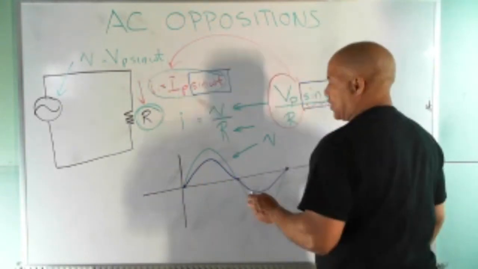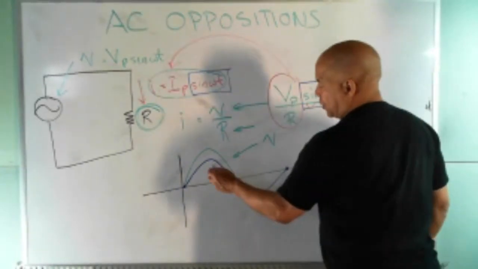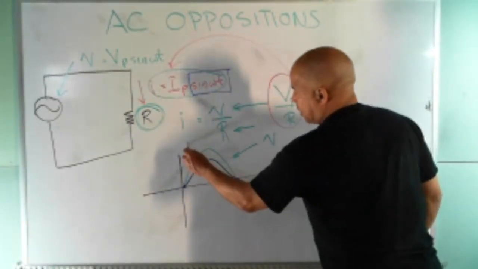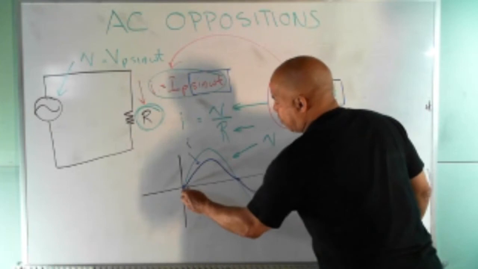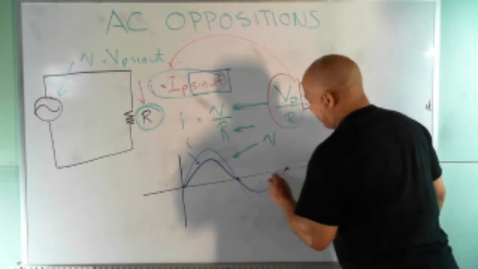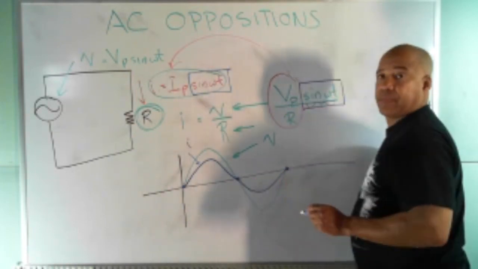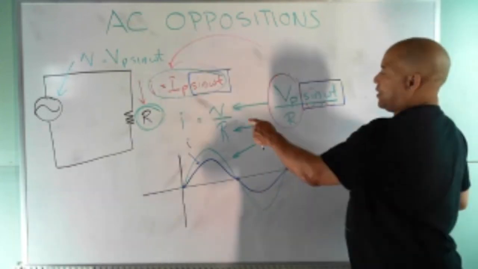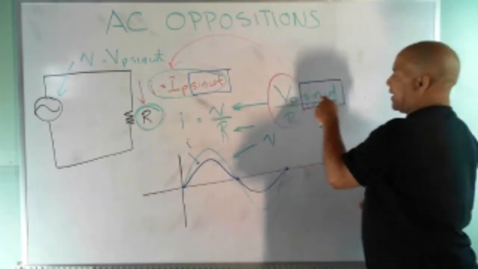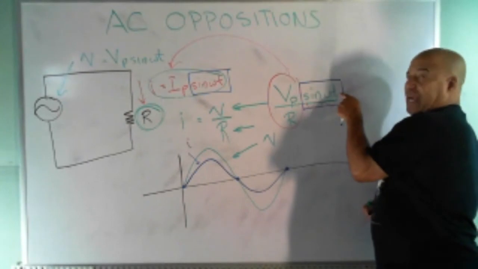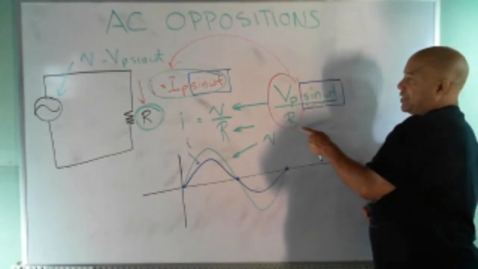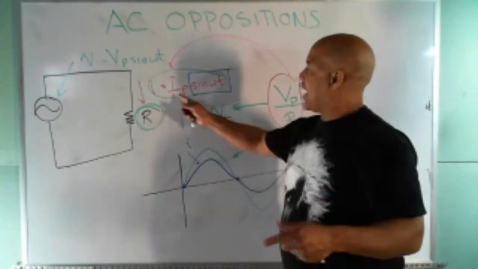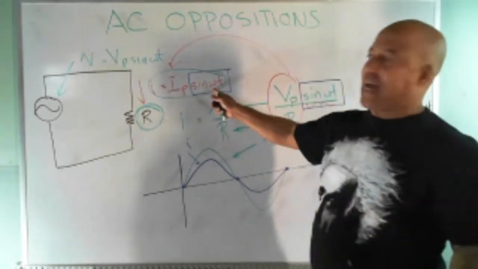What I'm trying to show you here is, if this green is the voltage and the blue is the current, they zero at the same place because they're in phase. By doing this math right here, by dividing this time domain for voltage by resistance, I end up with a time domain for current with exactly the same angular velocity and phase.